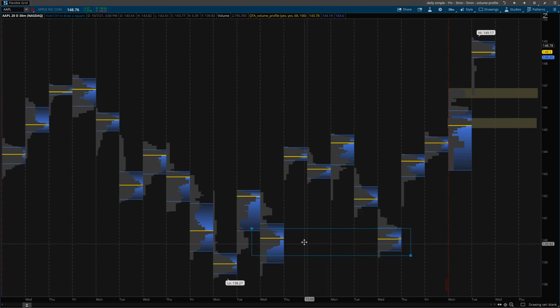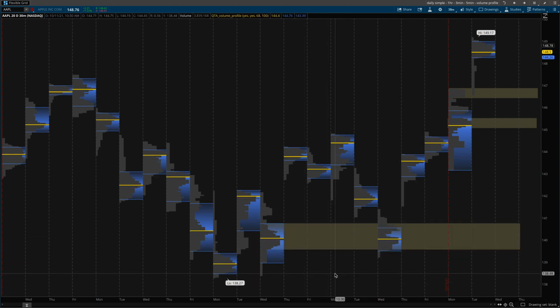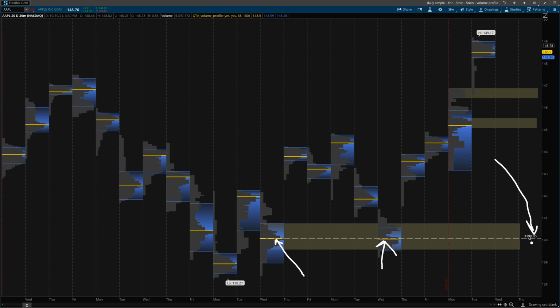If we actually just jump back in time and draw it over this level right here, and then draw what would have been the point of control or the VPOC at the time right here, you can see 140 was a previous VPOC, and then on this day it's still a VPOC. So if Apple comes back down to here, it's more than likely going to bounce off of 140.